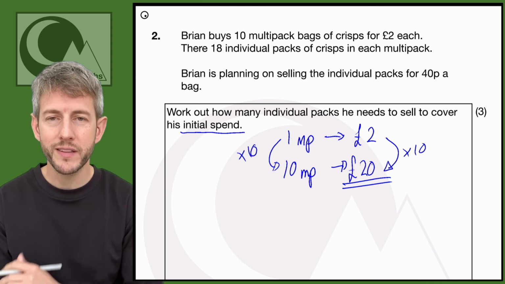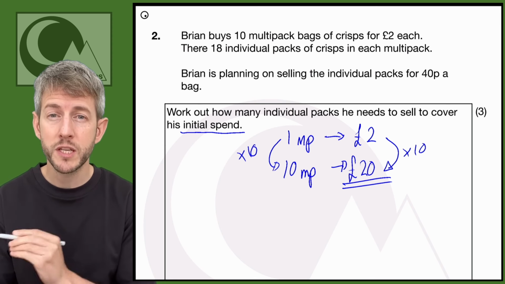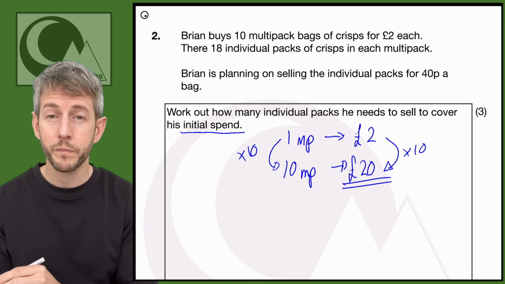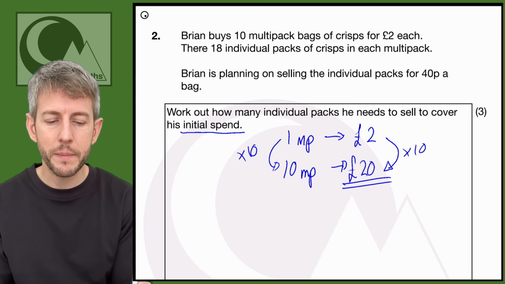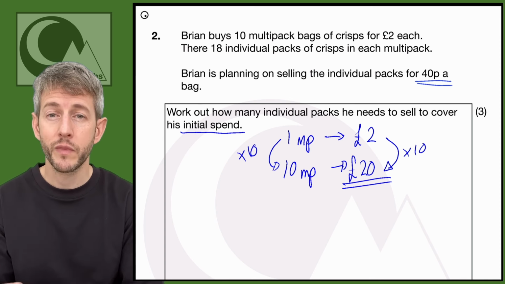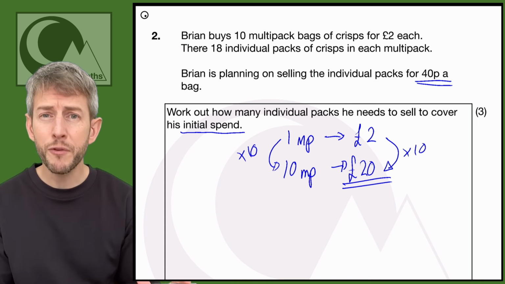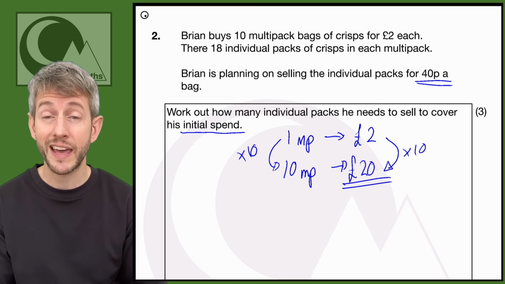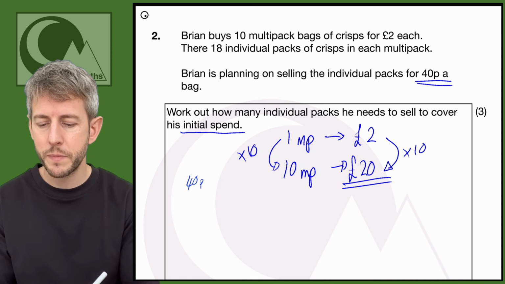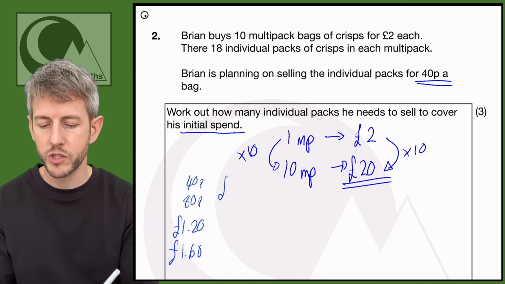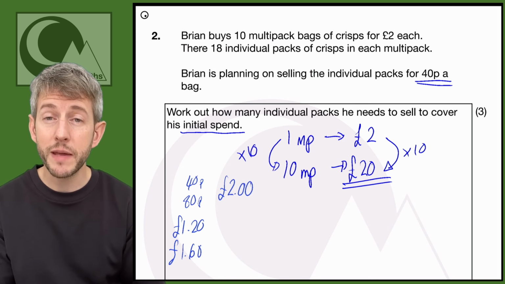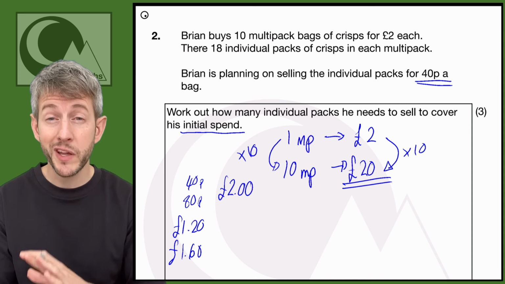Right, so now I need to work out how many 40p's go into £20, okay? Because that's how many packs of crisps he's going to have to sell to make his initial spend. There's several ways I could do this. I could actually just count up. So I know we've got 40p, we've got 80p, we've got £1.20, we've got £1.60, we've got £2, okay? And I could keep going that way. But that way would be quite slow.